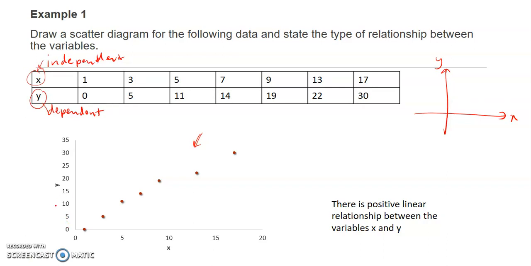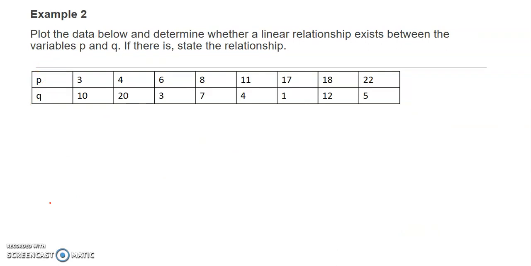Next example, example number 2. Plot the data below and determine whether a linear relationship exists between the variables p and q. If there is, state the relationship. So p is your independent variable, q is your dependent variable. P is the horizontal axis, Q is the vertical axis. So P is your x-axis, Q is your y-axis. Next step is to plot the graph.